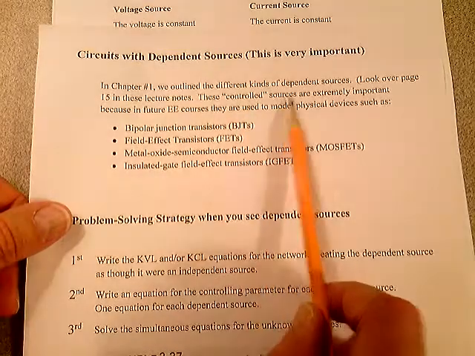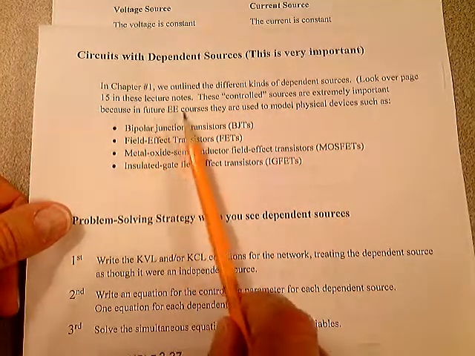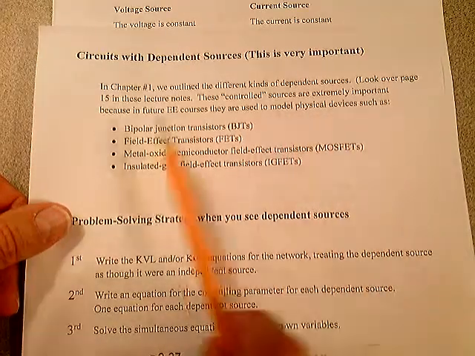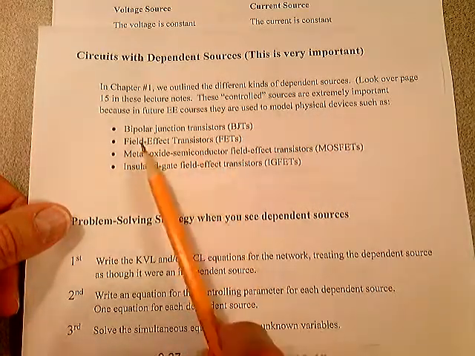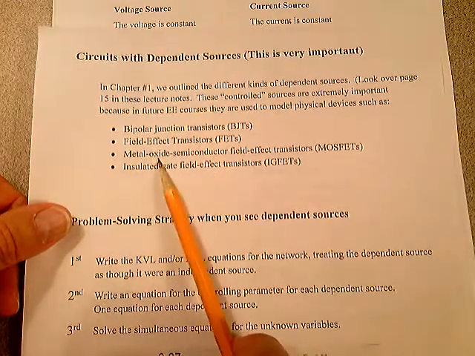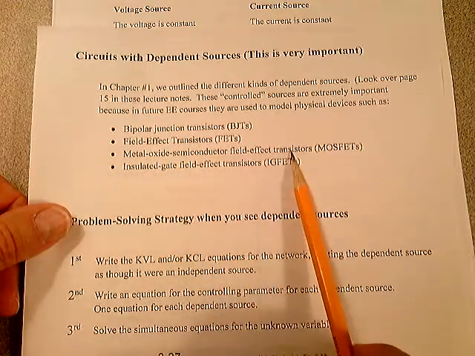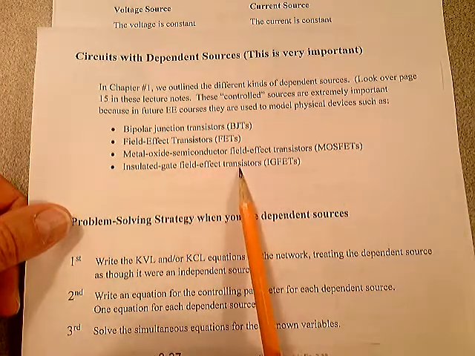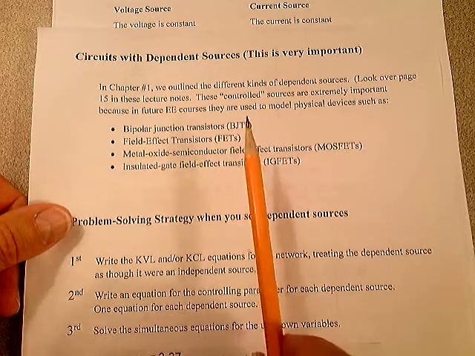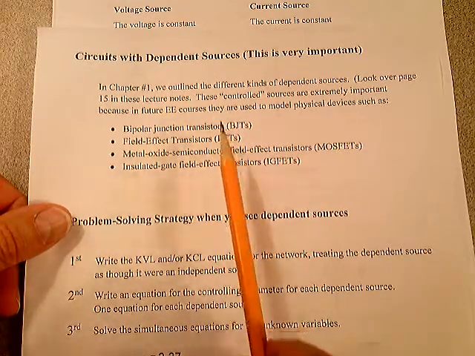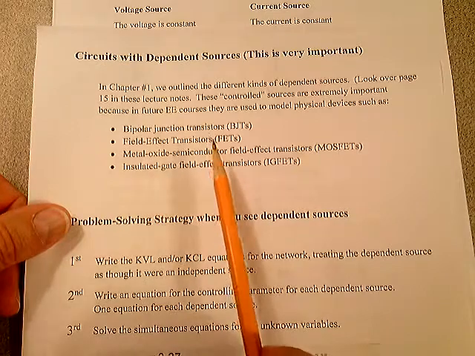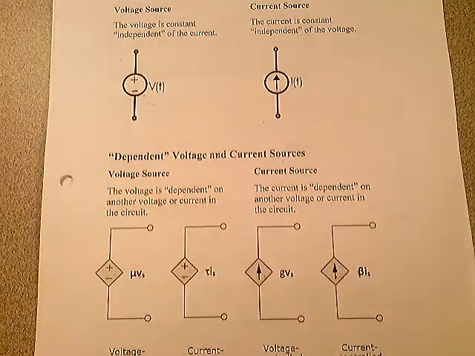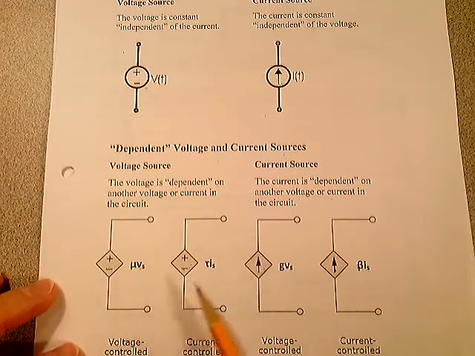These controlled sources are extremely important because in future EE courses, they are used to model physical devices such as the bipolar junction transistor, the field effect transistor, metal oxide semiconductor field effect transistors, the MOSFETs, and insulated gate field effect transistors. So you're going to see these in future courses, and the way that they model these types of active devices is with one of these four different types of dependent sources.